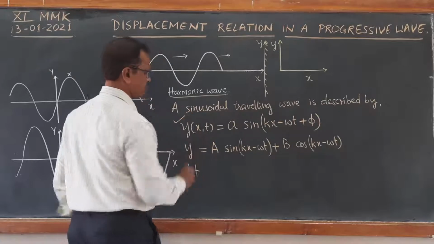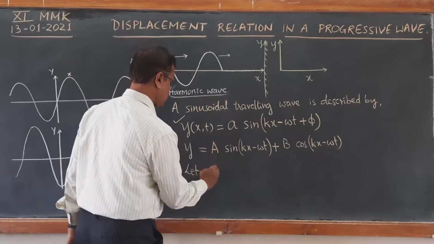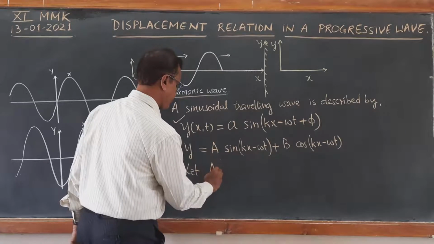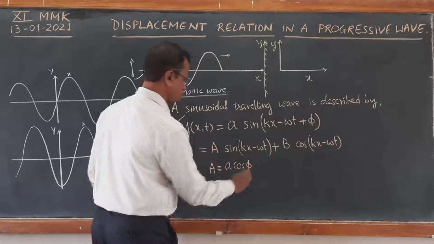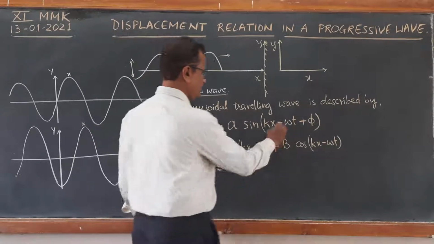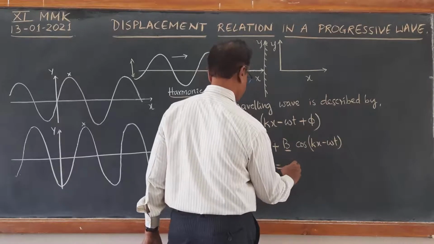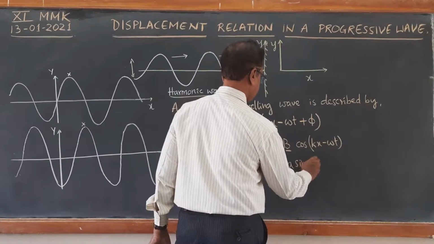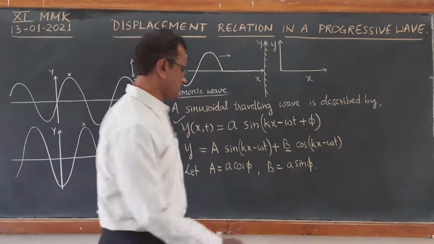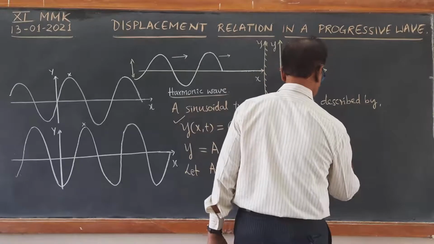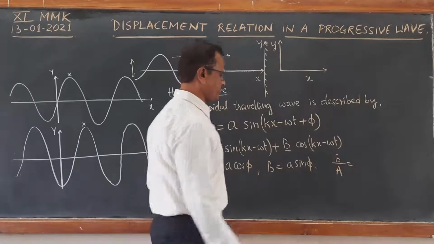What is the meaning of this equation? I am explaining. Let A be substituted by small a cos phi, and coefficient B be substituted by a sin phi. So that if you take the ratio B by A, what do you get? If you take the ratio B by A, a gets cancelled, and we get tan phi.